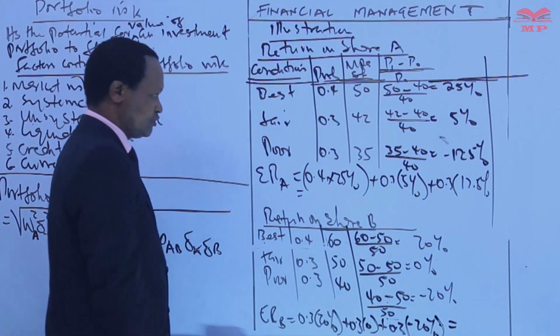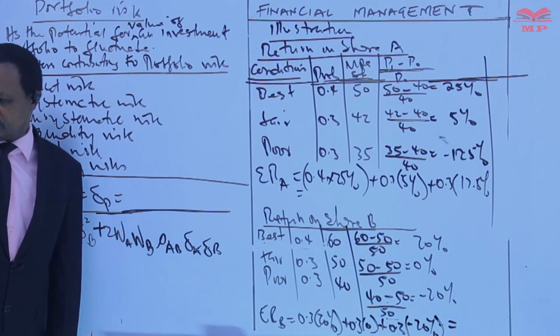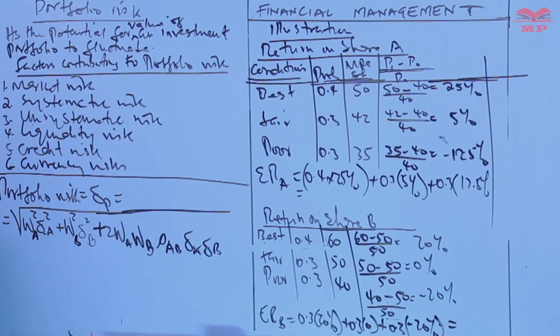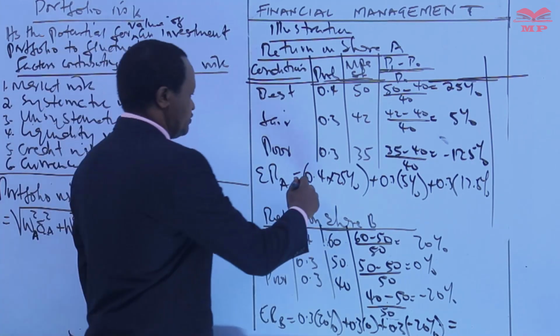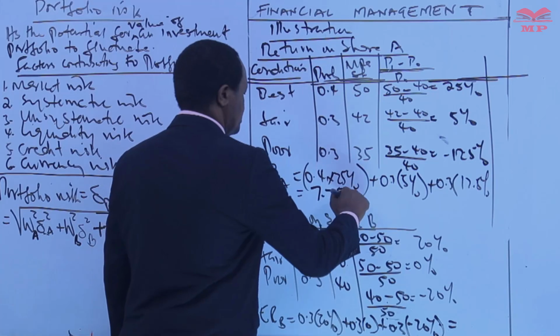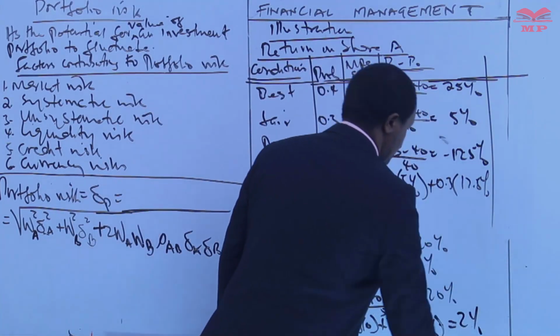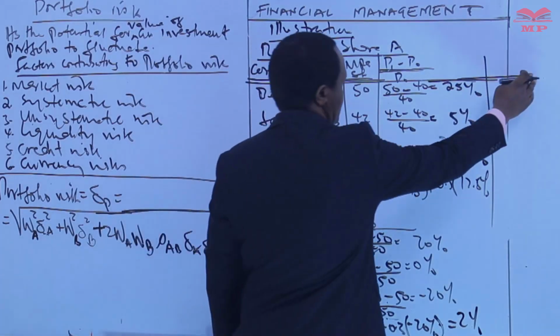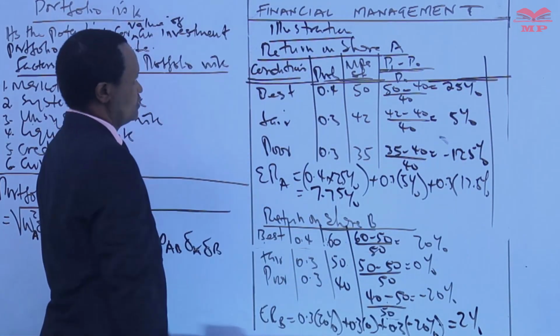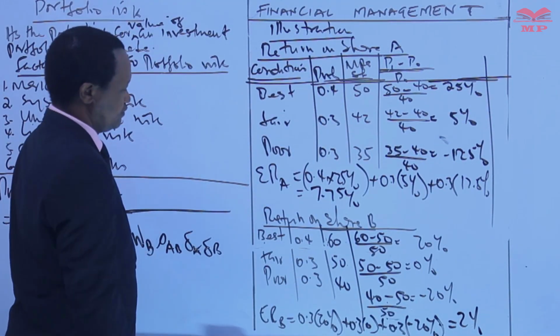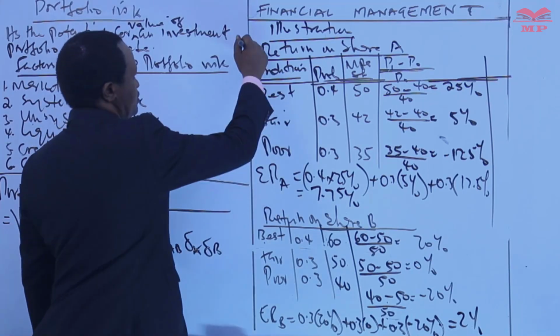What is the expected return? 7.75%. This one is 7.75%. This one is 2% according to Mwangi. That is the answer for Roman 1.